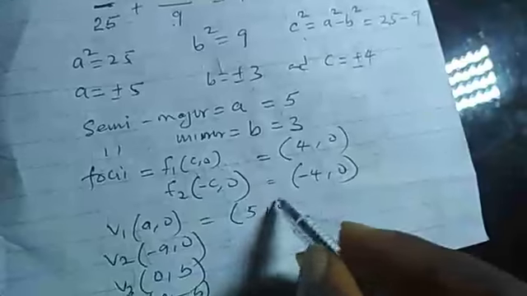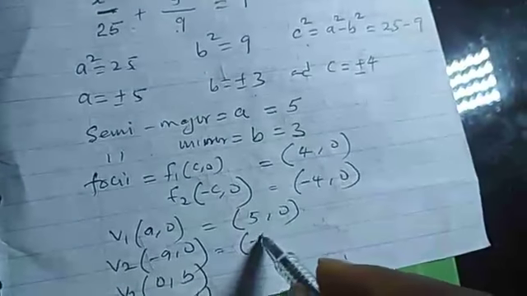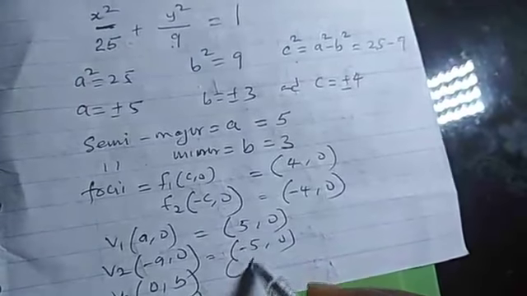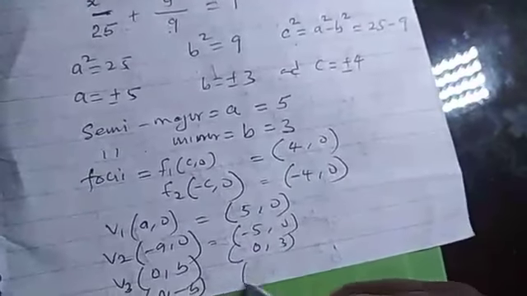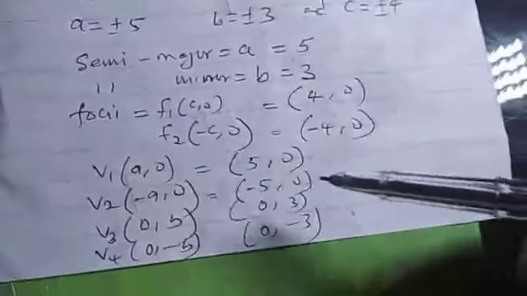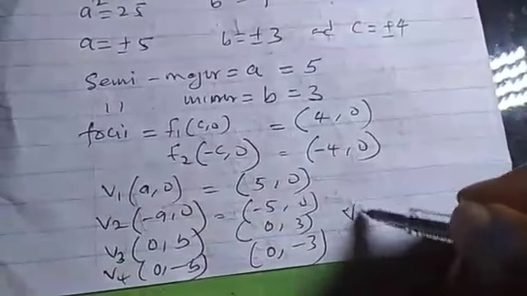So we have known our a. a is 5, b is 3, c is 4. So this is (5, 0). So this should be (minus 5, 0). The third one is (0, 3), and the last one is (0, minus 3). These are the vertices. So the vertices are here.